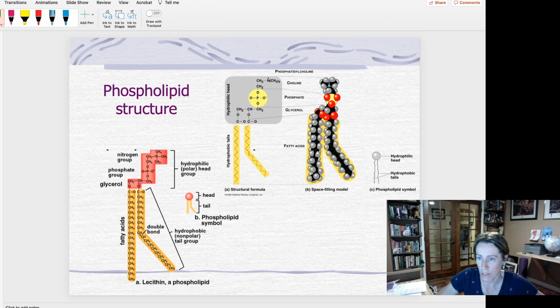And one more picture. All right, so this is a phospholipid. Hydrophilic head, 2 hydrophobic tails. I mean, that's as artistic as you have to get here to show a phospholipid molecule.